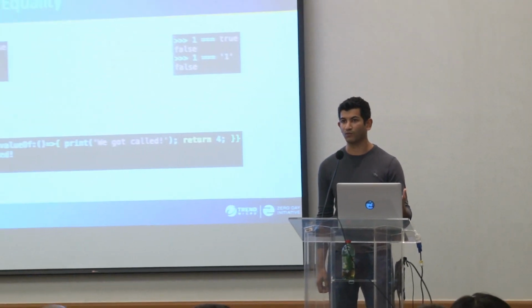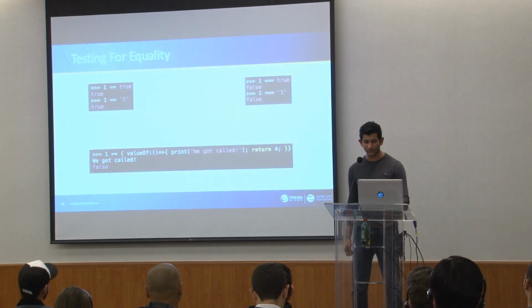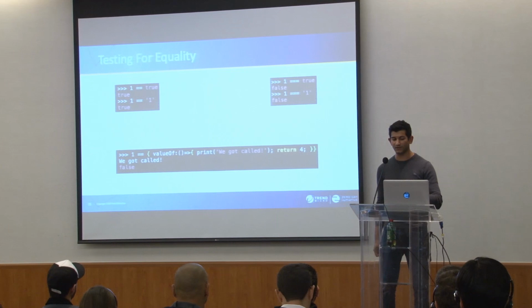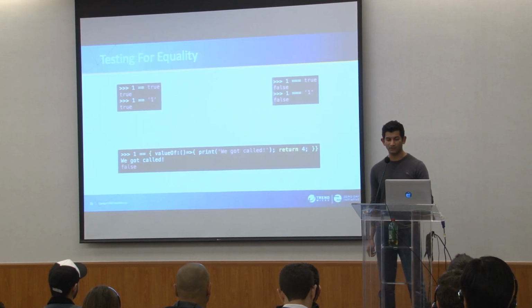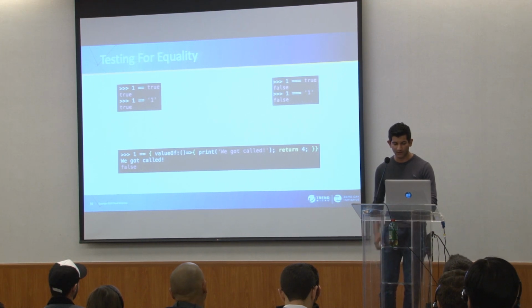Strict comparison will make sure that the objects are the same type before continuing on. And just as a quick example of what that might look like, here we have 1 equals, and then I have this custom object that has a custom valueOf function that when executed is going to print out "we got called", and then it's going to return the value 4. And if we look right after, "we got called" gets printed out, and then false is printed because 1 is obviously not equal to 4.